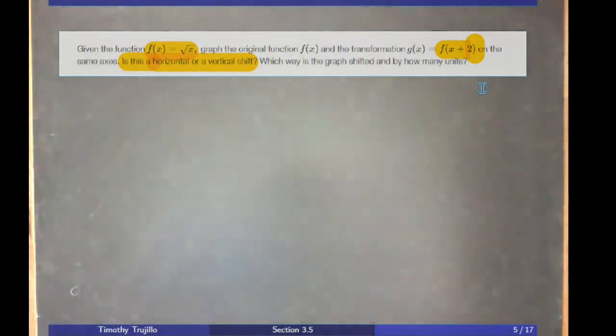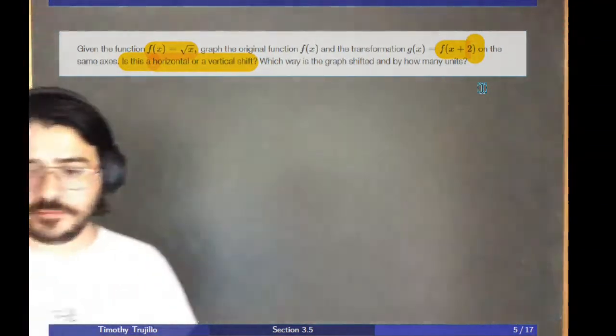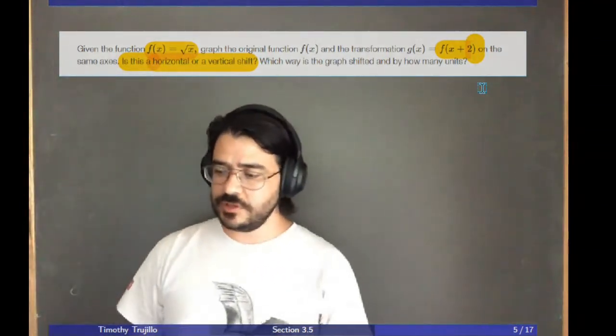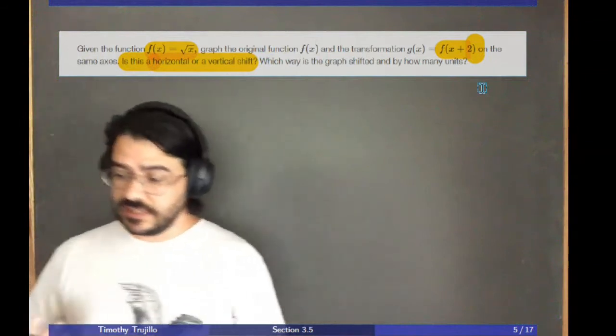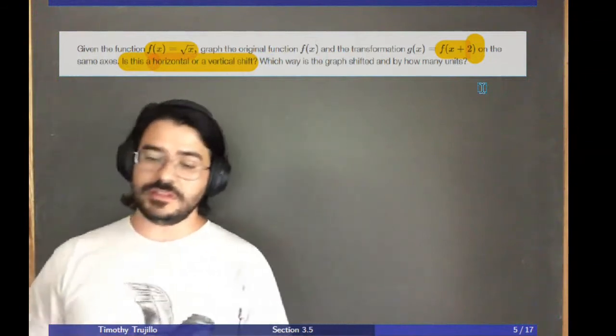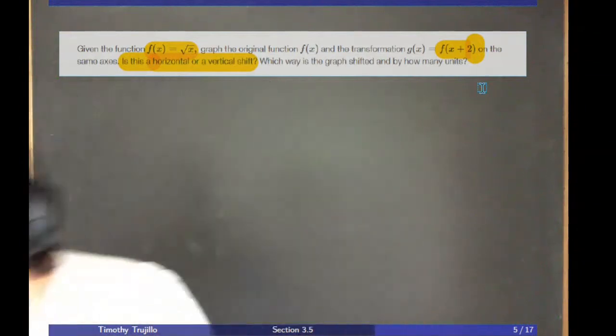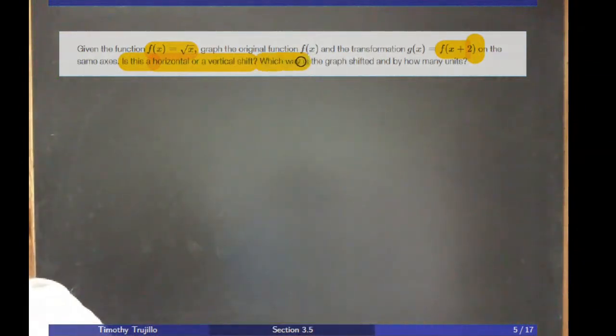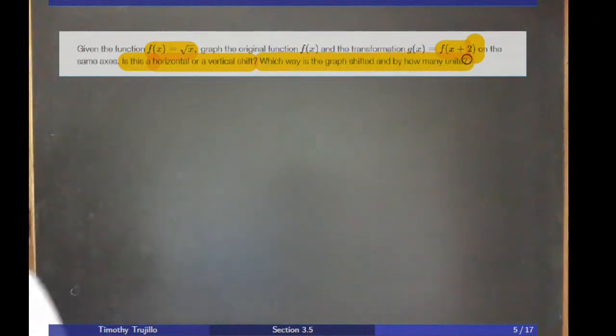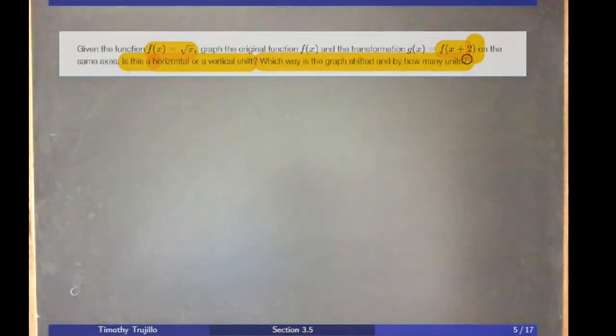Now, is it a shift to the left or to the right? So x plus 2, it's to the left, right? It feels like it should be to the right, but actually the plus 2 makes it go to the left, and it's going to go by 2 units. So the question here is, where does it shift? Well, it shifts 2 units to the left. So let's go ahead and graph it, because that's what they're asking us to do here.